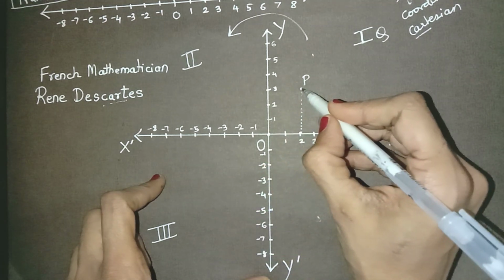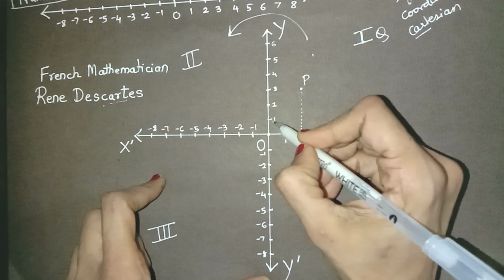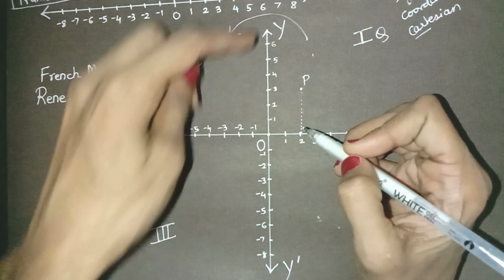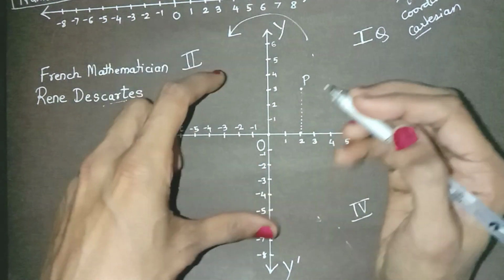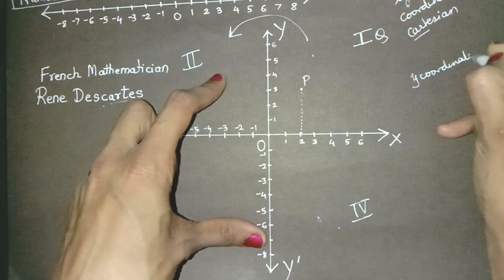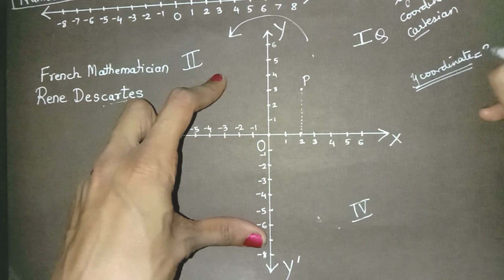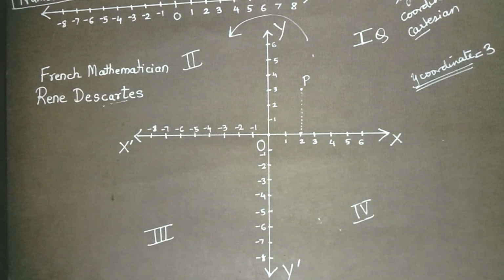So the perpendicular distance of point P from the x-axis is 3 units, and because I measured it along the y-axis, this distance is known as the y-coordinate. What is it known as? The y-coordinate. So here the y-coordinate is going to be 3 units. Keep that in mind, friends.